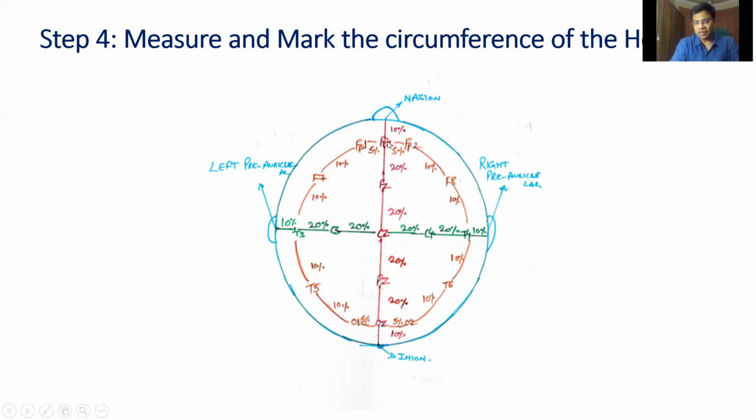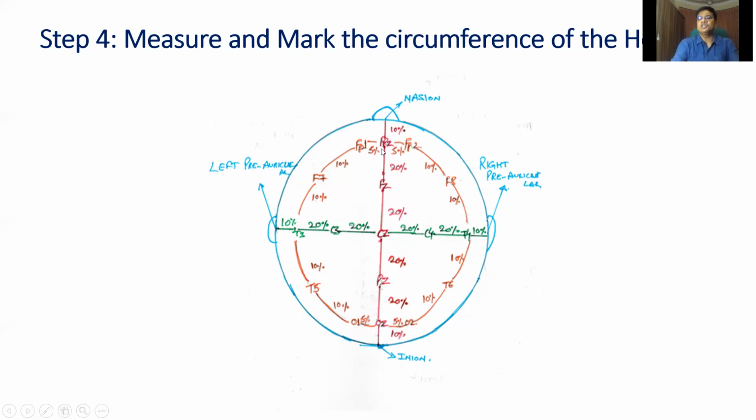F2 is 10%, FPZ to FP2 is 5%. FPZ to F8 is 10%. F8 moving backwards, 10% is T4, which we already had. T4 moving backward, 10% is T6. Moving backward, T6 to O2 is 10%, and O2 to OZ is again 5%.